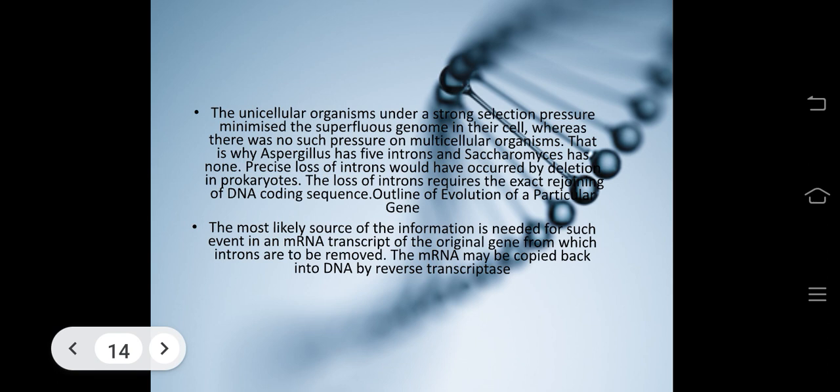Precise loss of introns would have occurred by deleterious reaction in prokaryotes. The loss of introns requires the exact rejoining of DNA coding sequence. Outline of evolution of a particular gene. The most likely source of the information needed for such an event is an mRNA transcript of the original gene from which introns are to be removed. The mRNA may be copied back into DNA by reverse transcriptase.